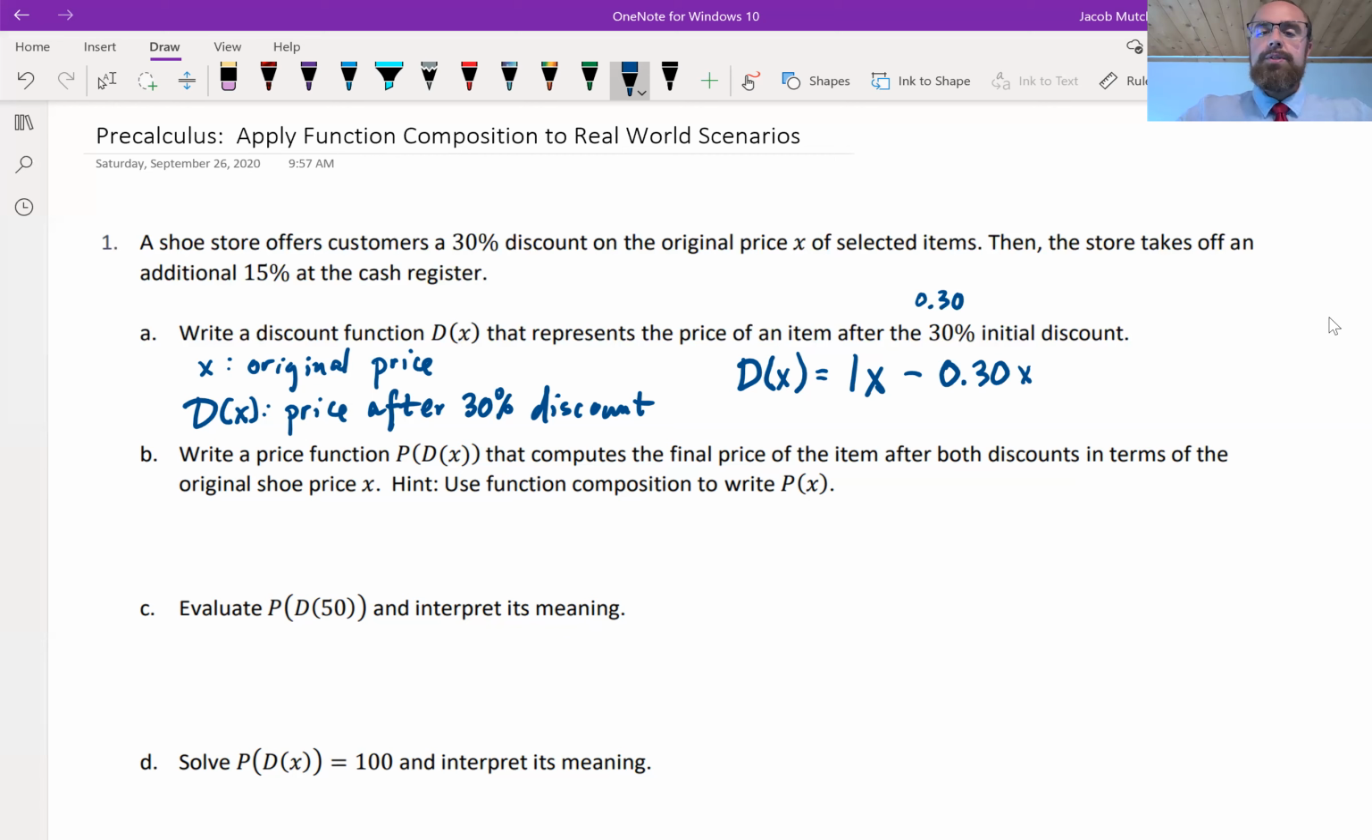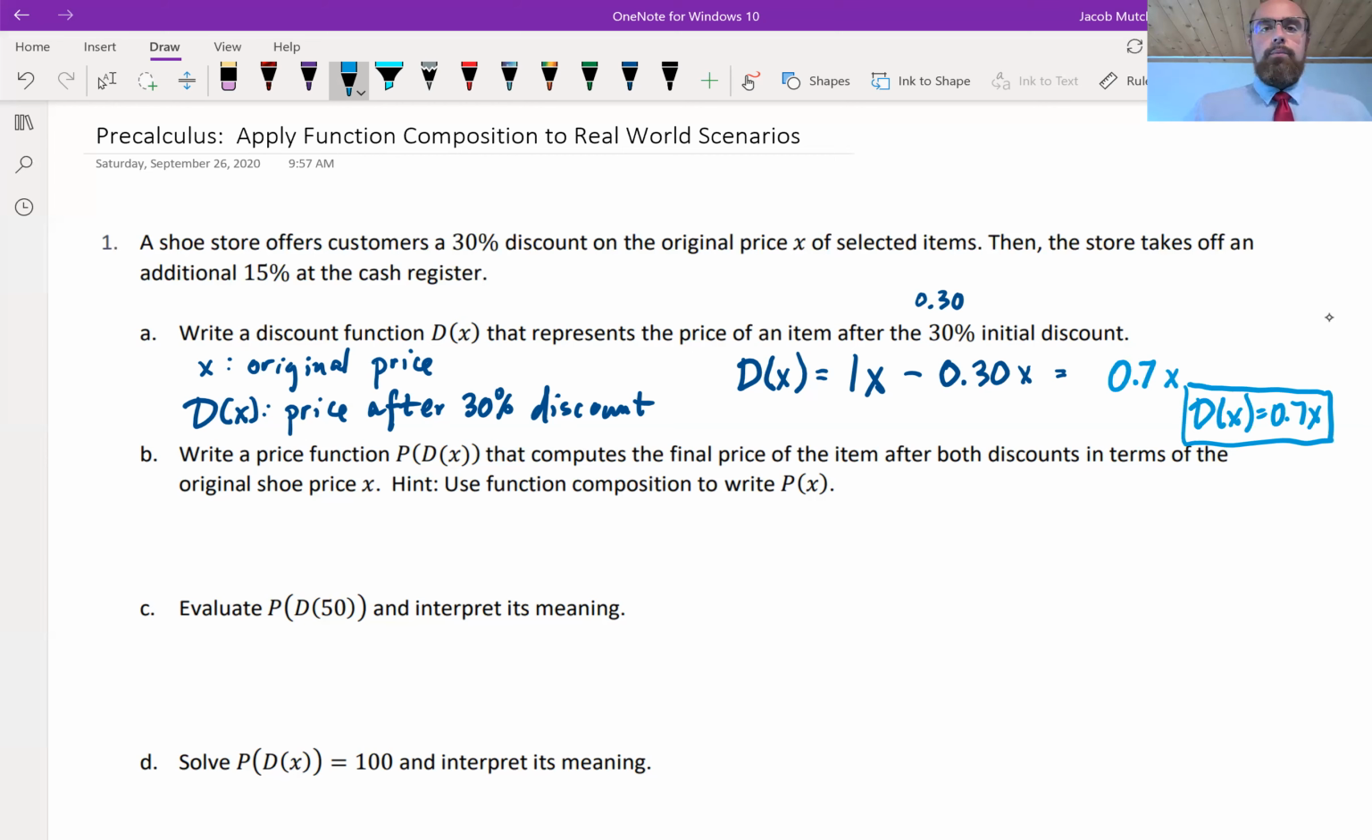What I can do is simplify that expression, 1x minus 0.30x. So there I'm really subtracting my coefficients. And what that gives me, 1 minus 0.3 is 0.7x. So to summarize here, the discount, which we're calling function d of x, equals 0.7x. And we'll box that. So that's the price of the shoe after the 30% discount.